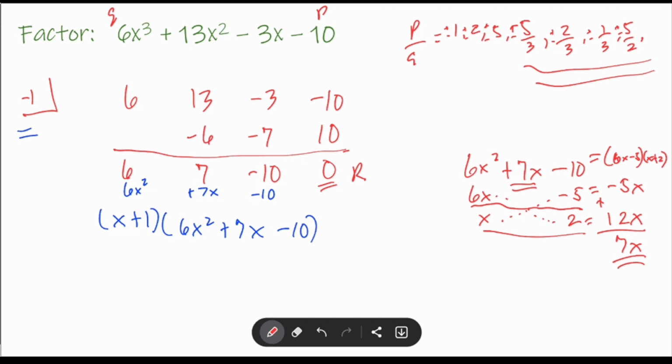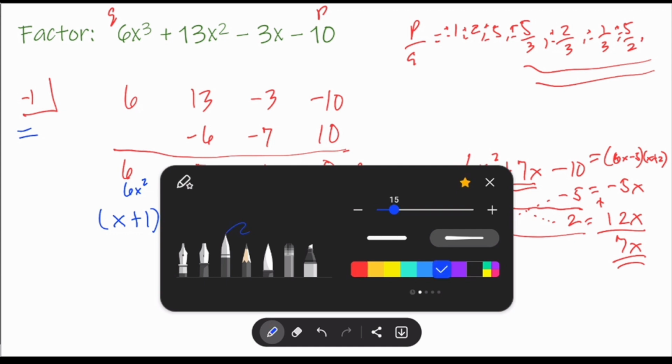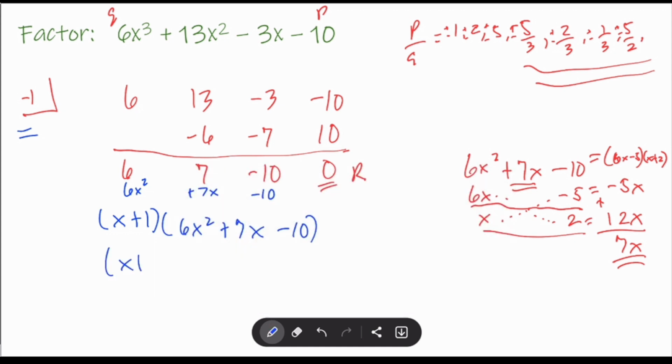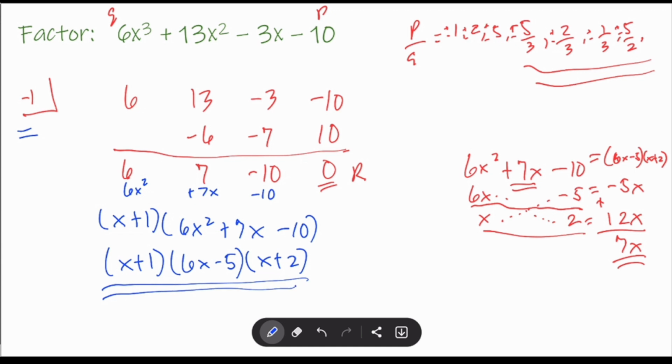So if you put it here as the final answer, it will be x plus 1 times 6x minus 5 times x plus 2. As I said, all these three factors can be interchanged. It will still be the same. So this is the factor of the given: x plus 1 times 6x minus 5 times x plus 2.